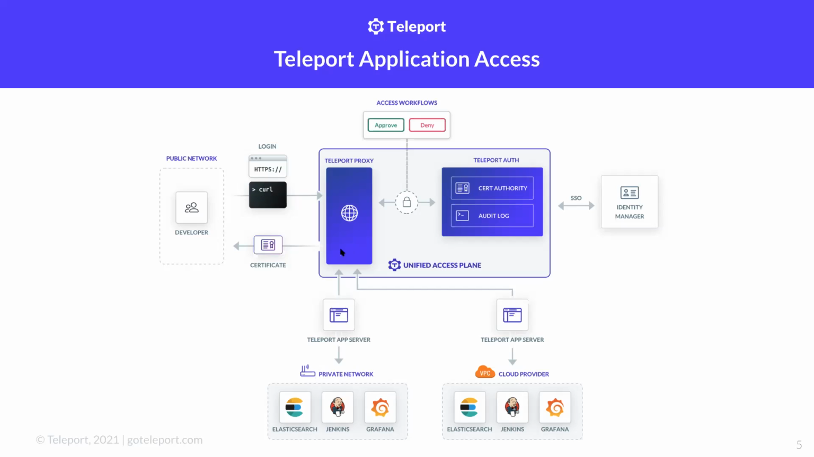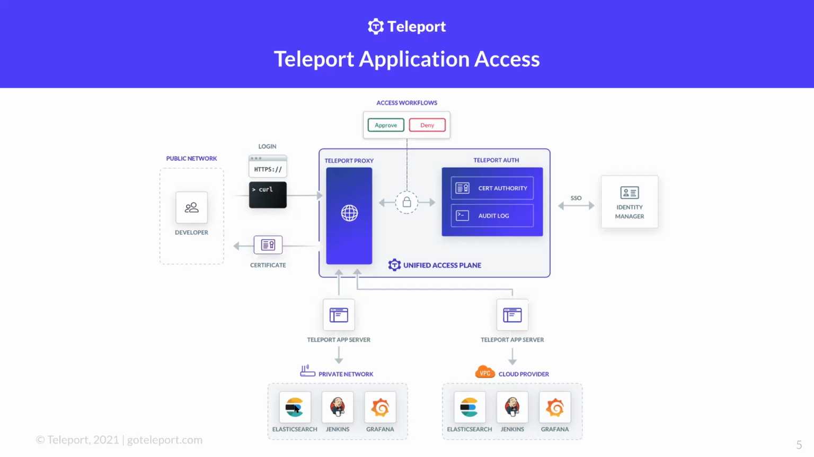Another way, application access also supports CLI access flow, which is suitable for various programmatic API calls and things like that. And so this is also supported when the users, for example, may want to interact with a particular application's API using tools like curl or Postman, or even programmatically.